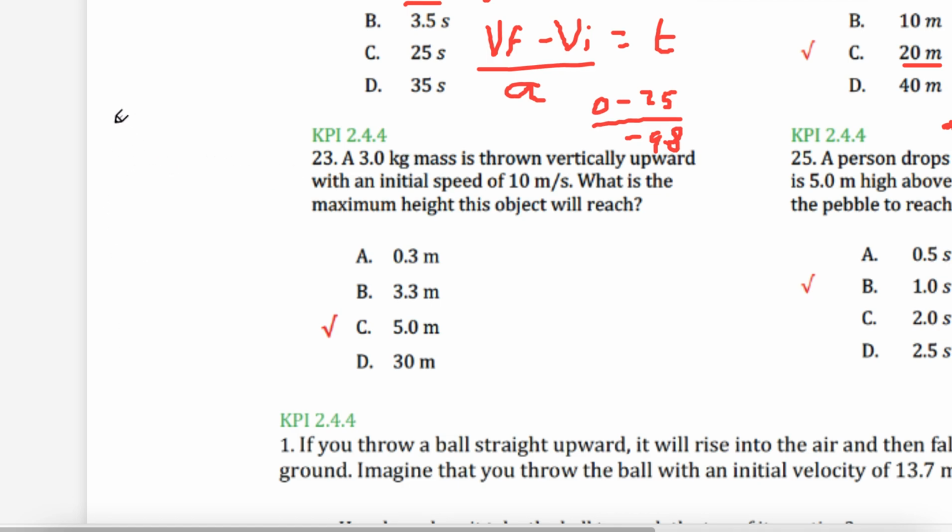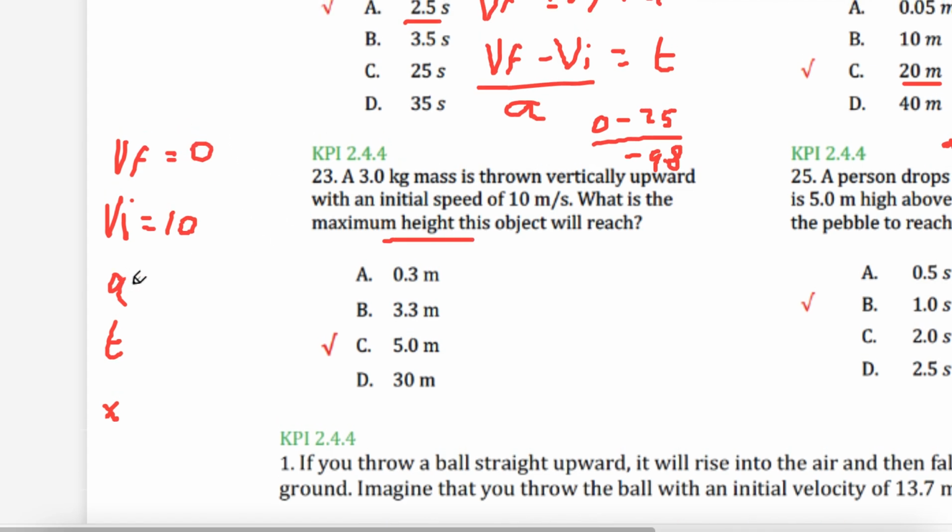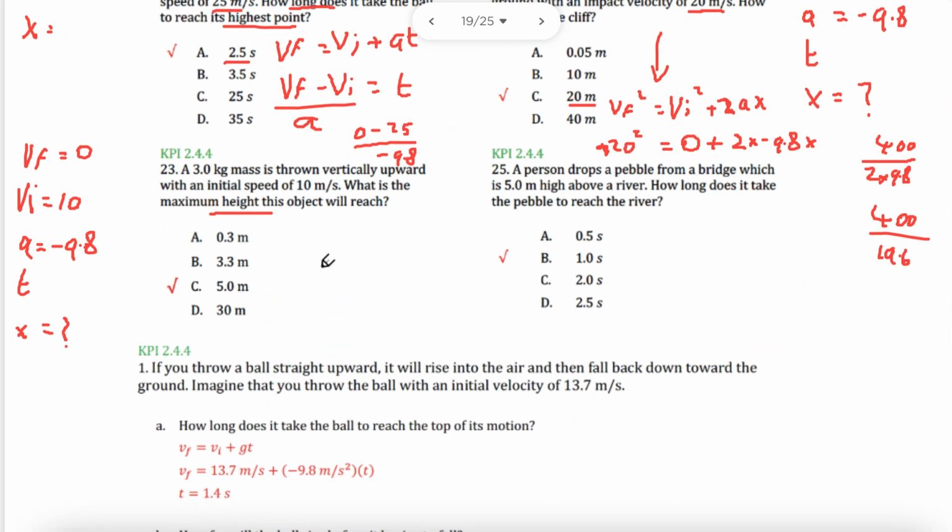Let's see. So what am I going to do? Same thing: Vf, Vi, A, T, X. What do we have now? Initial speed, thrown upwards, that is 10. Maximum height, at the maximum height, we've already said it is 0. Acceleration is minus 9.8 every time, so I don't need to even read the question for it. What do I need? Height. I need X. So I don't have T again. And look, 1, 2, 3. I have 3 pieces of information.